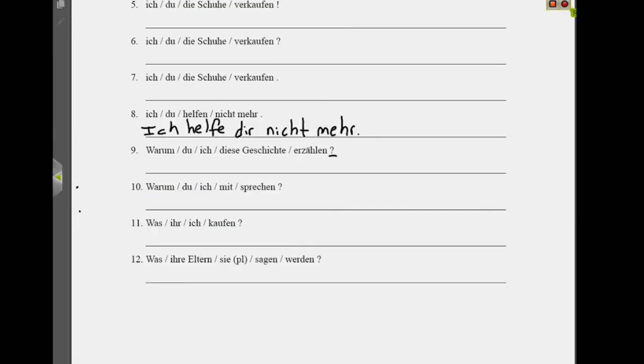Number 9. Here we have a question again, and so we have to start with our question word. In this case, warum. Now we have two options here. It's either why am I telling you this story, or why are you telling me this story? So let's try it out with warum erzählst du mir diese Geschichte? Why are you telling me this story? If we wanted to use it the other way around, we would just have to simply change the conjugation here to warum erzähle, change du to ich, and mir for dir. Warum erzähle ich dir diese Geschichte? Why am I telling you this story?